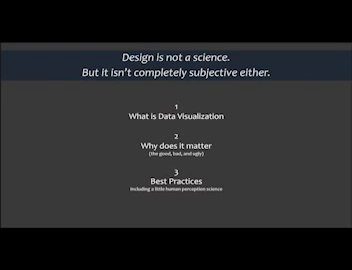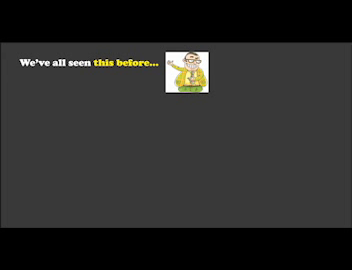I want to start by saying that design isn't necessarily a science, but that doesn't mean it's completely subjective either. The principles that we're going to be talking about are definitely grounded in disciplines of not only statistics and all the natural sciences, but biology, physics, psychology, and physiology. This is a lot about how we perceive graphics and how we can use that to control and leverage what humans naturally do to make our graphics more powerful. So we're going to talk about data visualization, why it matters, and then get into some best practices.